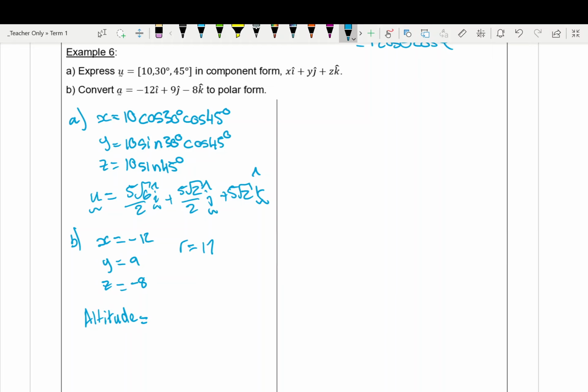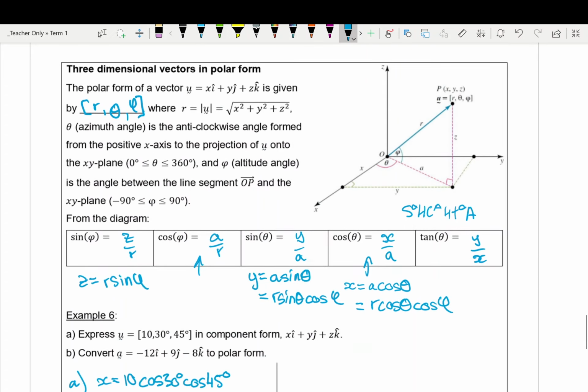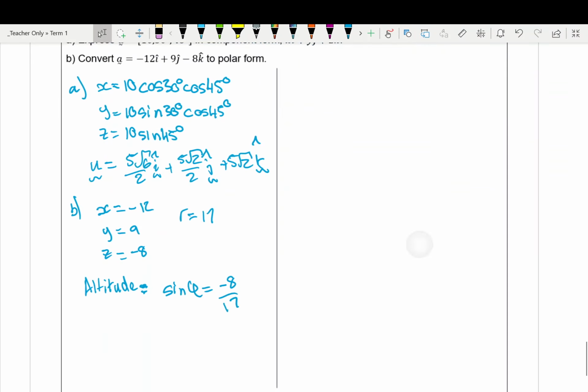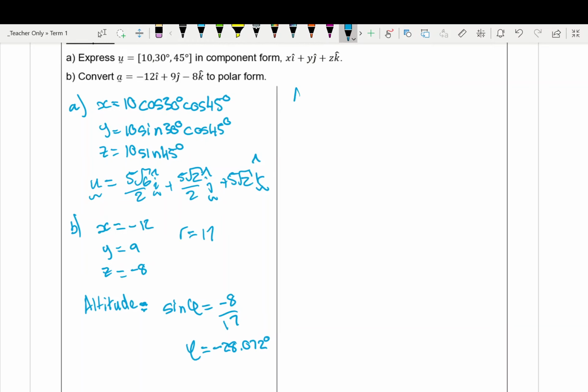Our altitude angle is our next easiest solve. That's going to represent sine of phi is equal to -8 on 17. That's coming from these equations up here: sine of phi equals z on r. So if we compute phi from that, that is going to give us -28.072 degrees. Our azimuth angle, we're going to find from tan of theta is equal to y on x, which is 9 on -12. If we find the inverse angle of that, that's going to give us -36.870 degrees.